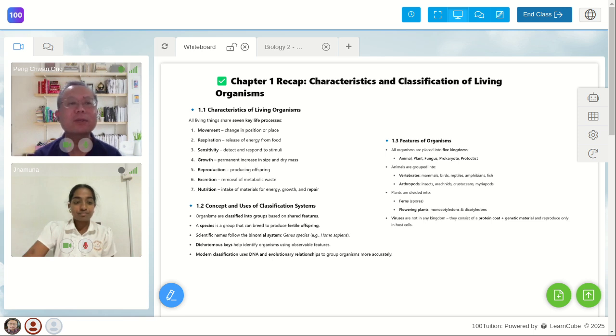Can you see my screen also, where it shows the recap for chapter 1? Yes. Okay. Today we will try out more questions from the past year paper, because usually chapter 1 and chapter 2 are combined together. These are the questions from the exams. We'll do more of that in lesson 2. Meanwhile, let's wait for the other classmates.